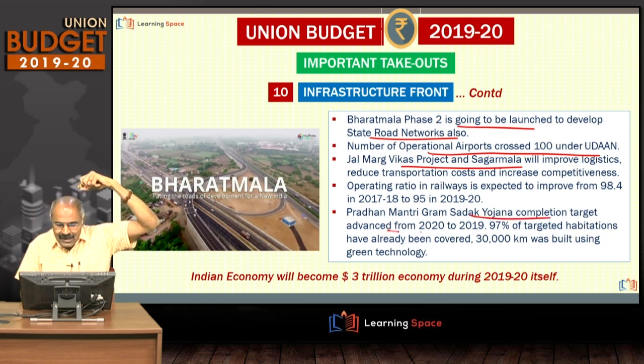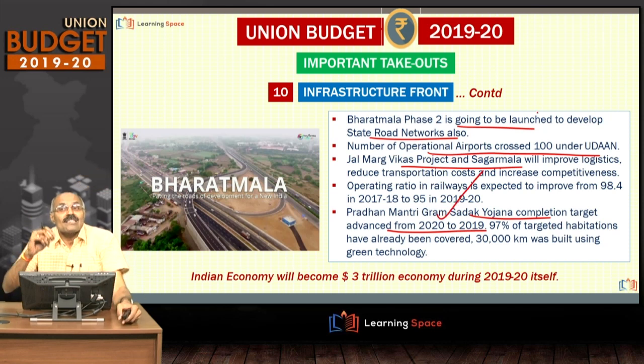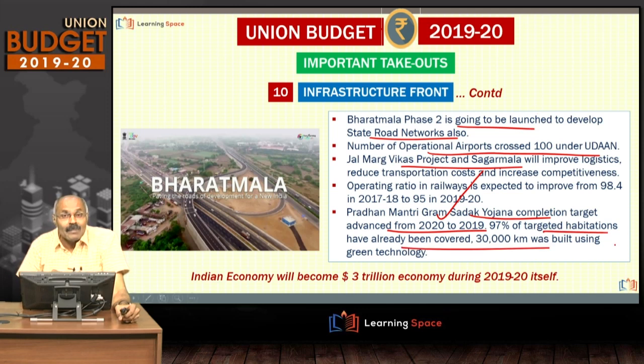Then the Pradhan Mantri Gram Sadak Yojana completion target is in fact advanced from 2020 to 2019. Then 97% of targeted habitations have already been connected, and India is going to become a $3 trillion economy during this year itself. Please don't forget.